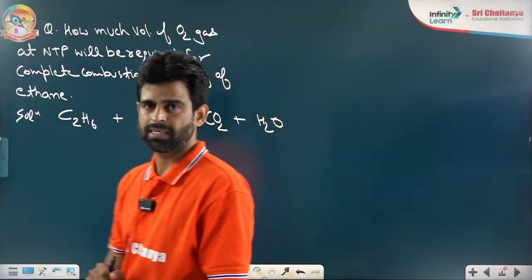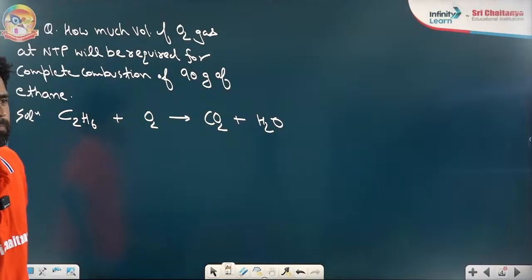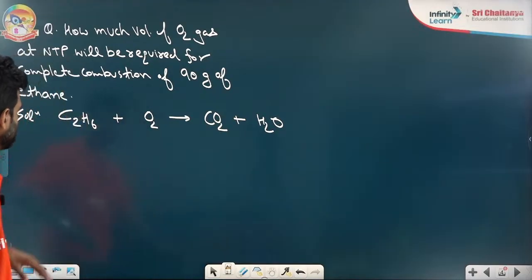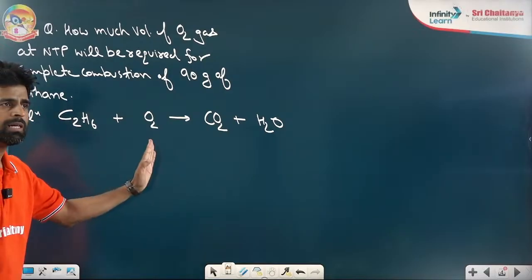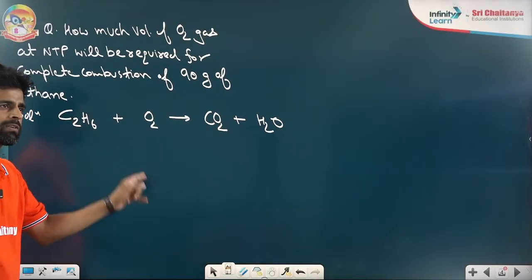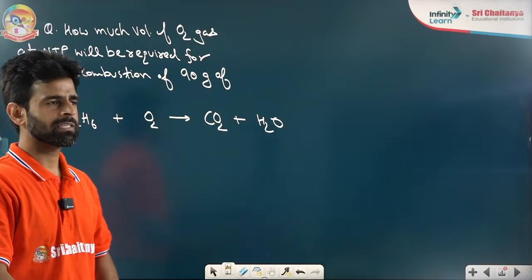Fast, fast. Can you balance this one? First balance it. From the weight, find the mole, and then they're asking volume, so find the volume from the moles. Fast, make it fast.